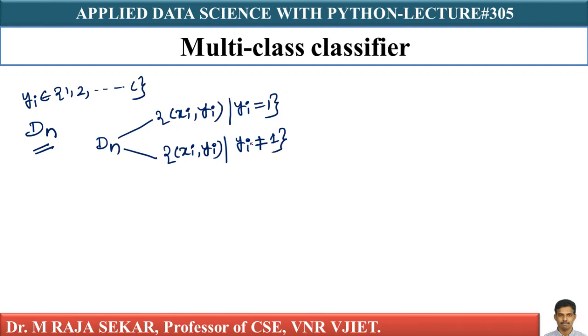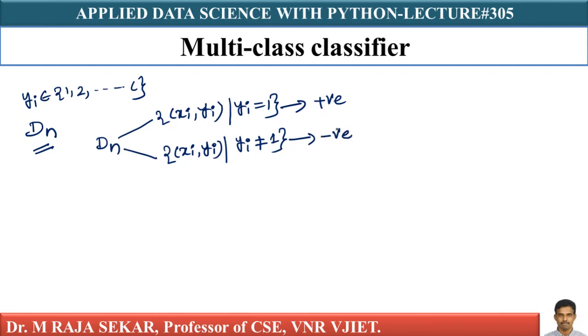Now what happens? Now I have 2 classes. So I broke up D_n into 2 parts. One part where all of my points belong to class 1, and all of the points which do not belong to class 1. All the points which belong to class 1, call them positive points. All the points which do not belong to class 1, I will call the negative class.